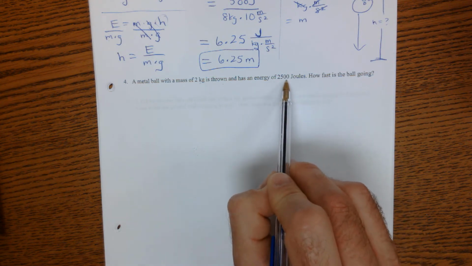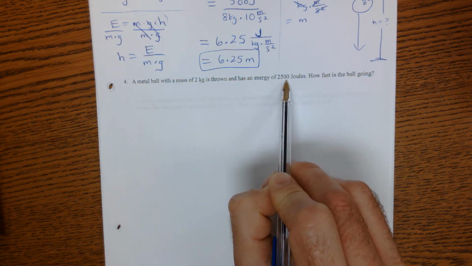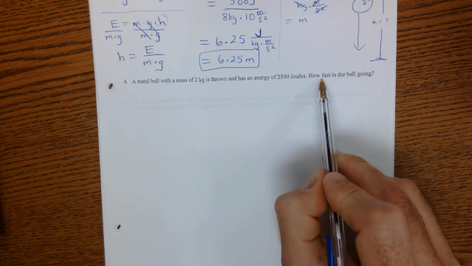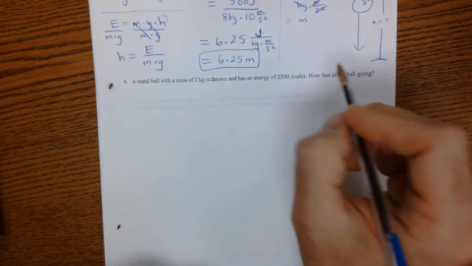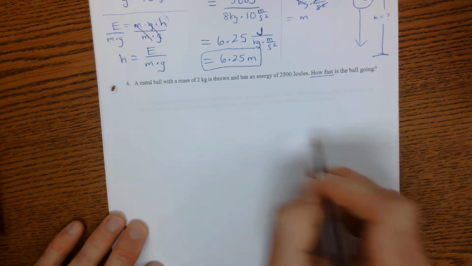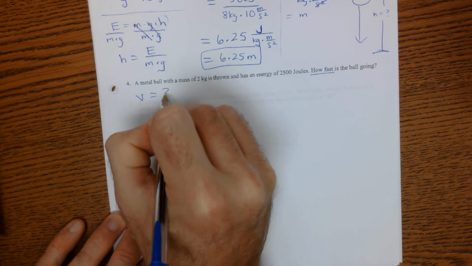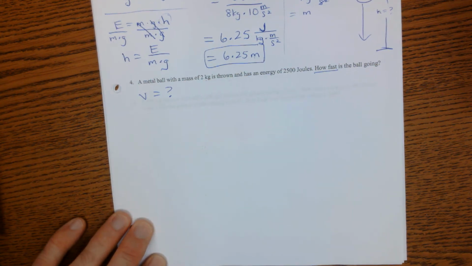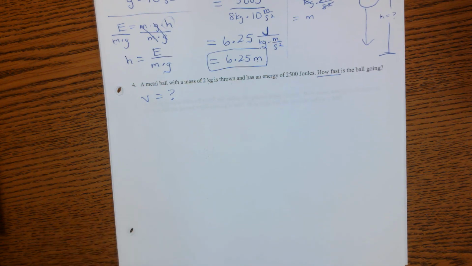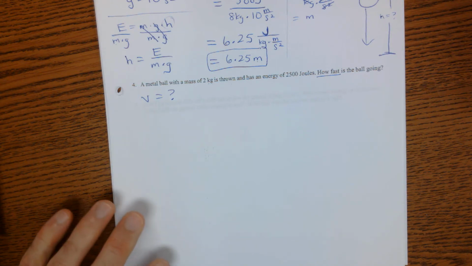Once we know energy, usually most of these things get converted back and forth. So the question is, how fast is the ball going? When I see how fast, I'm thinking velocity equals question mark. So I'm looking for a velocity here, and my final answer better end up in meters per second. And so we'll double check to make sure that that's what we get.